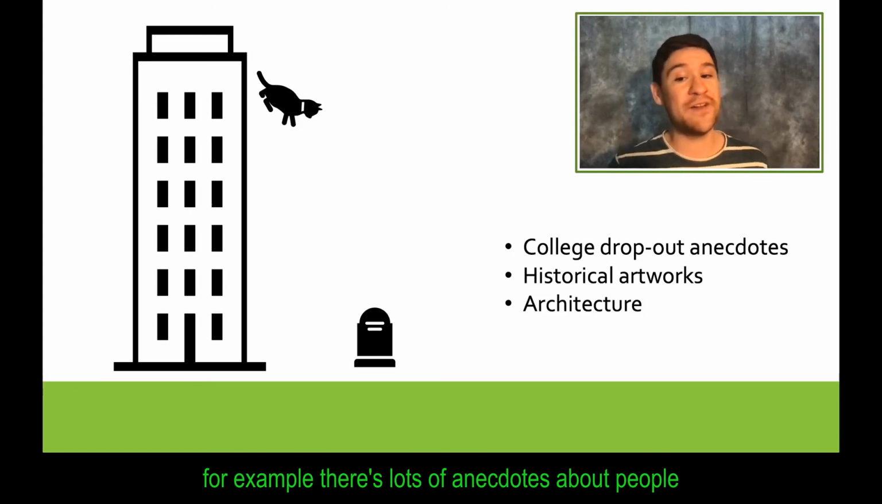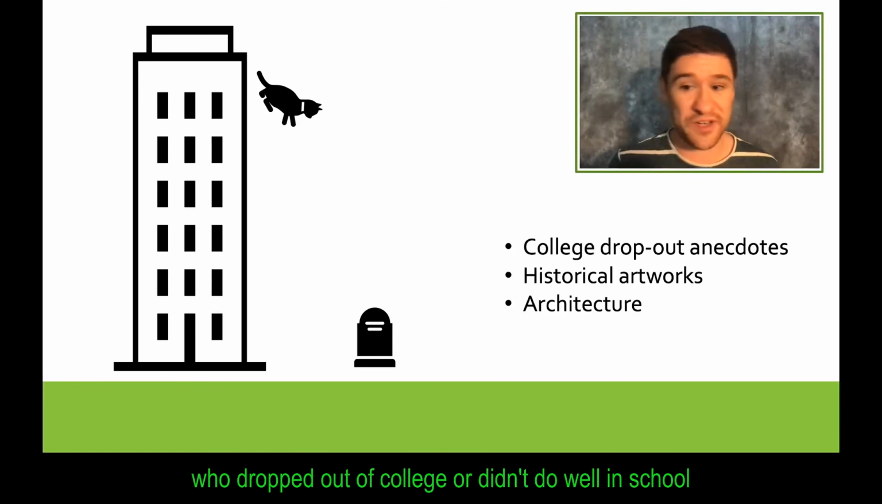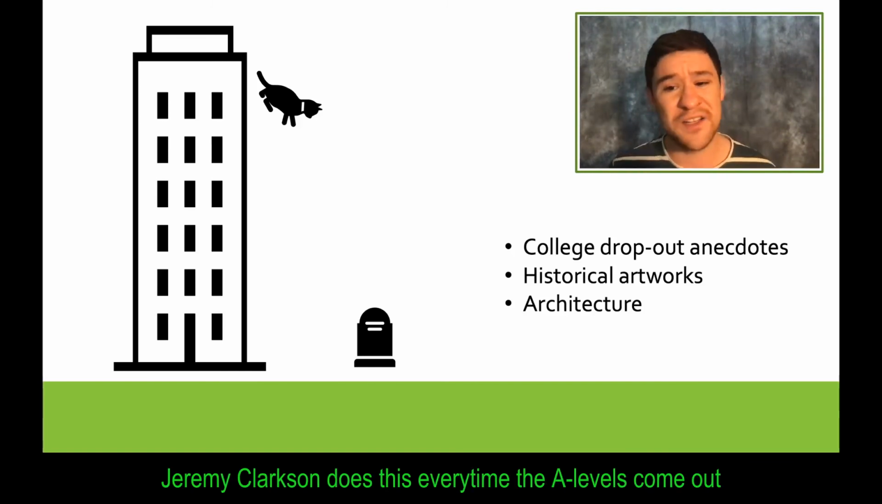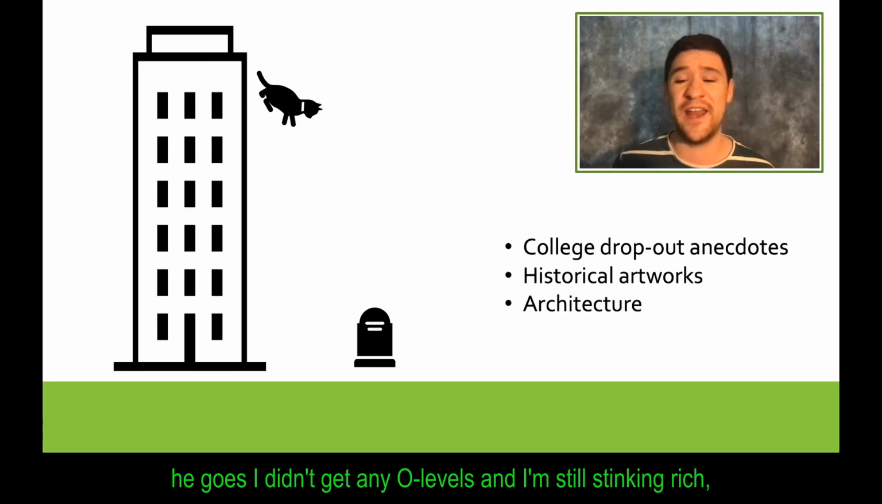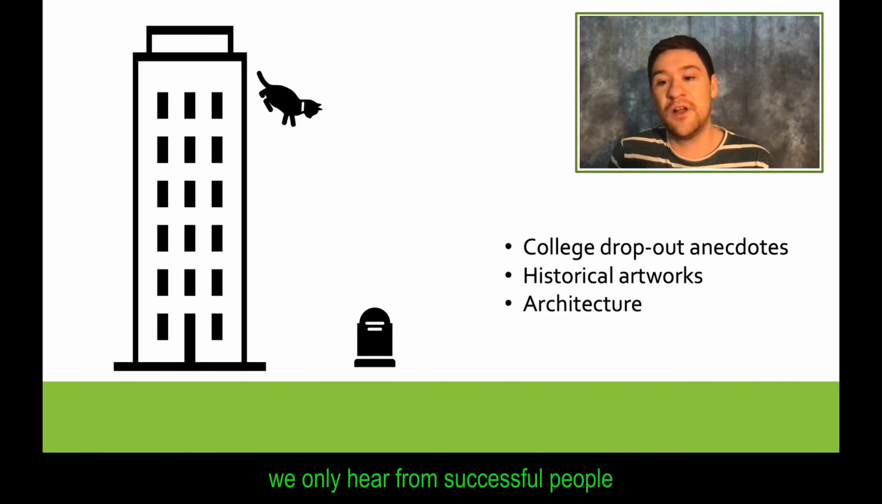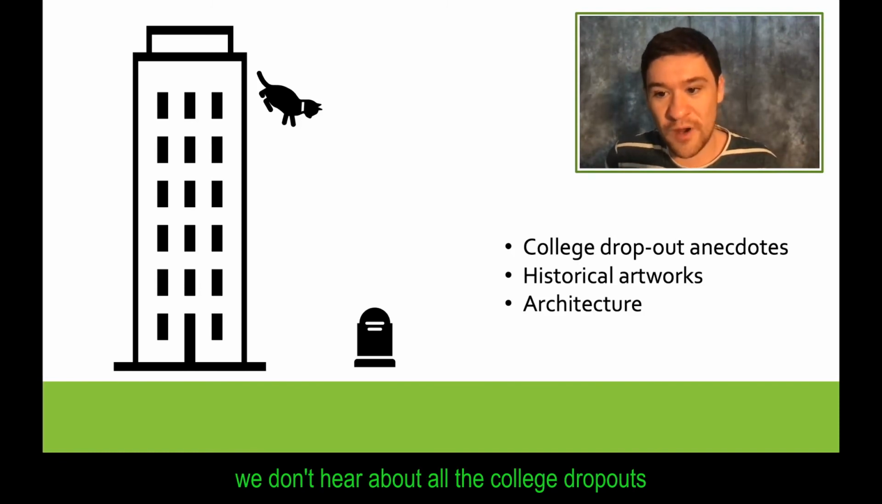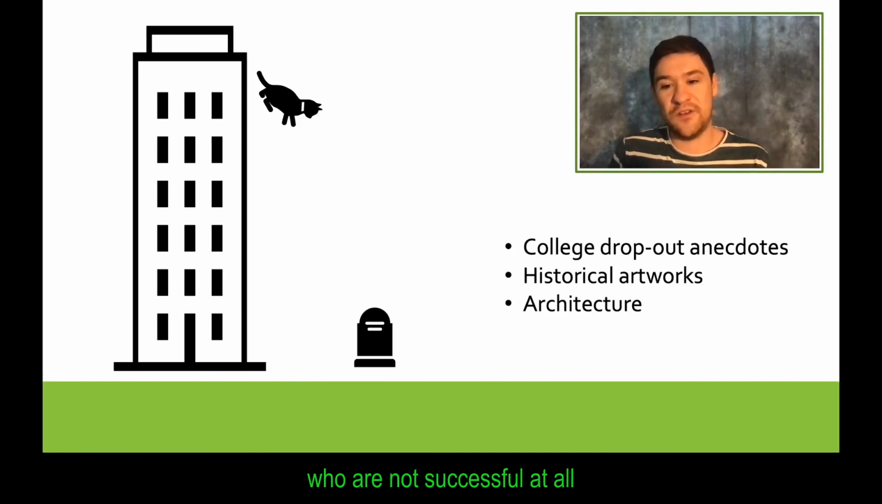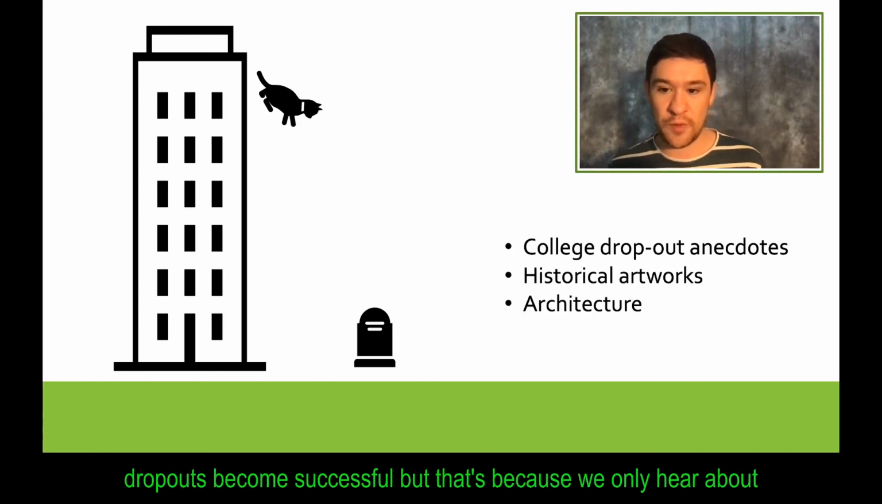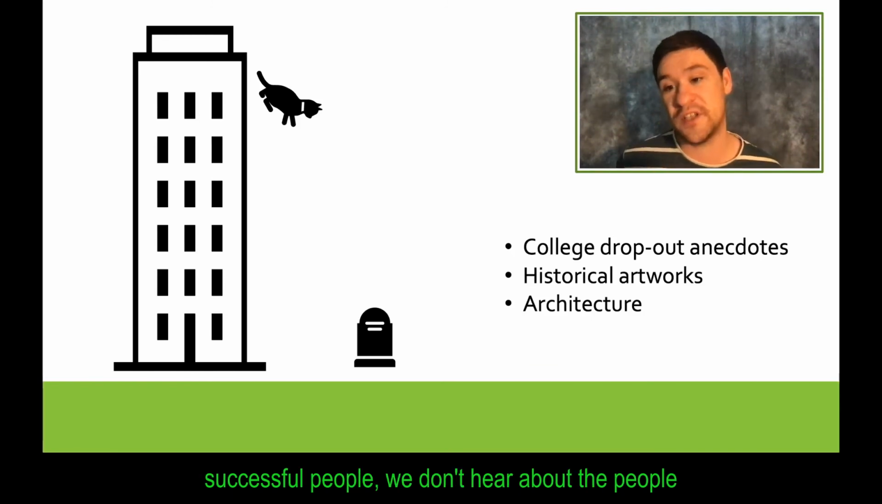For example, there's lots of anecdotes about people who dropped out of college or didn't do well in school, but they became successful anyway. Jeremy Clarkson does this every time the A-levels come out. He goes, I didn't get any O-levels and I'm still stinking rich. But we only hear from celebrities, right? We only hear from successful people. We don't hear about all the college dropouts who are not successful at all. So all the stories we are getting seem like college dropouts become successful. But that's because we only hear about successful people. We don't hear about the people who are not successful.